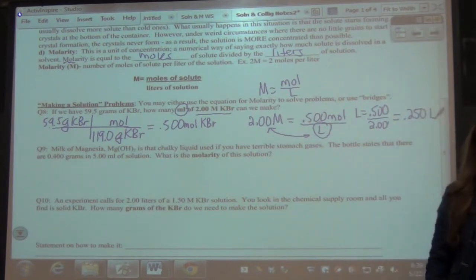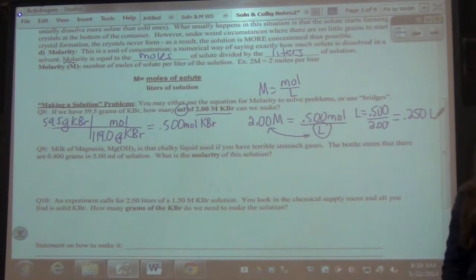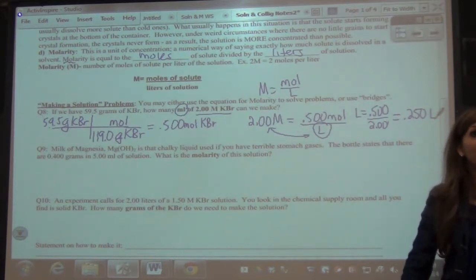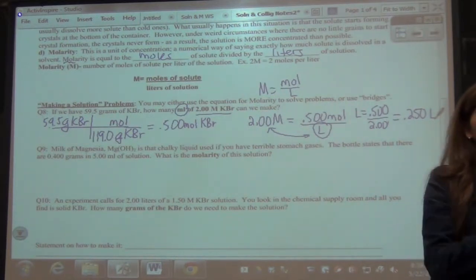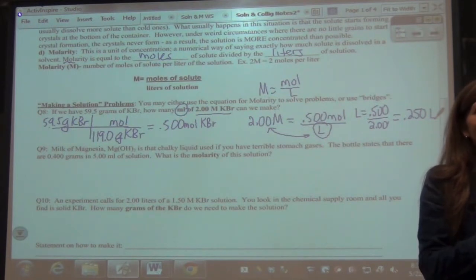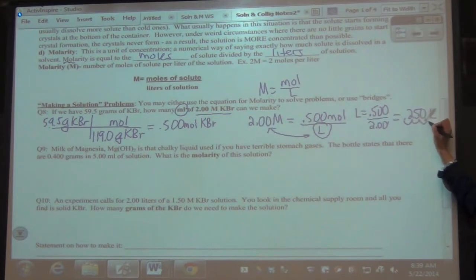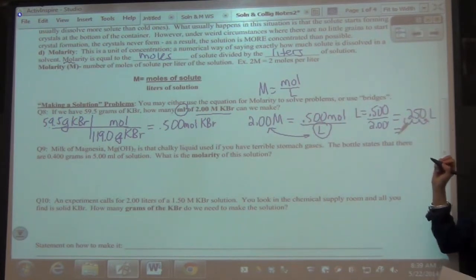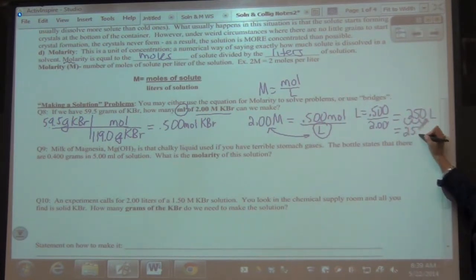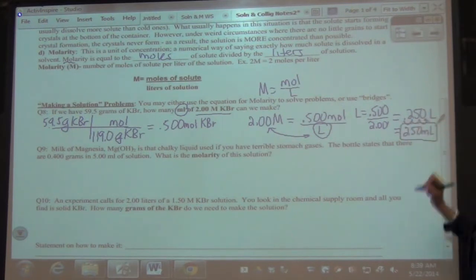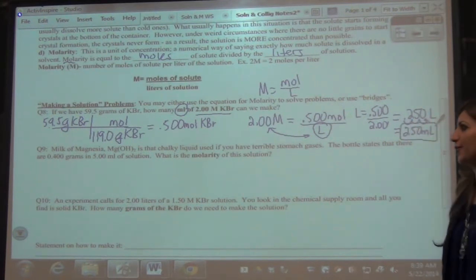0.250 liters with 3 sig figs. But I want milliliters. Big to small. So if I'm going to a smaller unit, my number should get bigger. Awesome. So by how many places? 3. 1, 2, 3. Awesome. So 0.250 liters is 250 milliliters. Perfect. Okay, let's try another one.